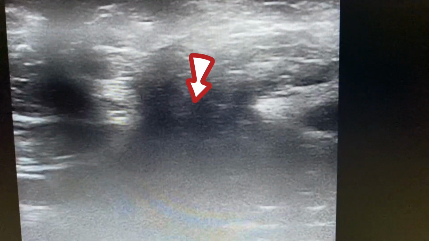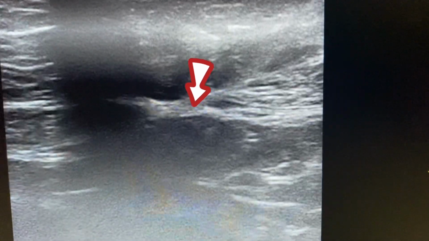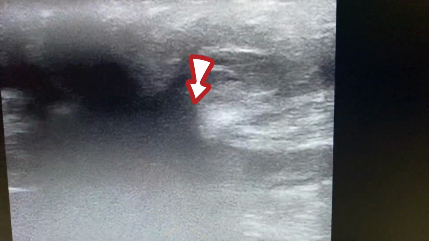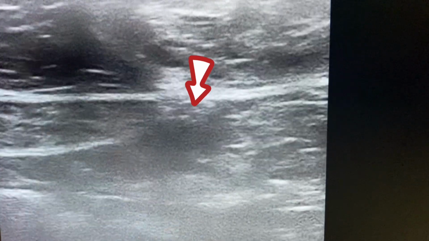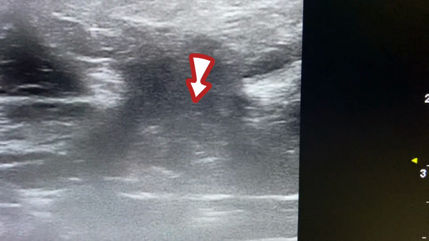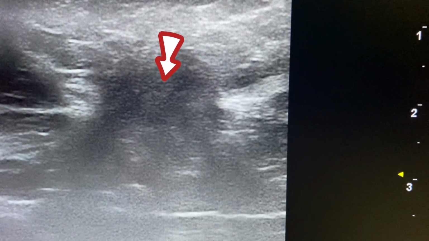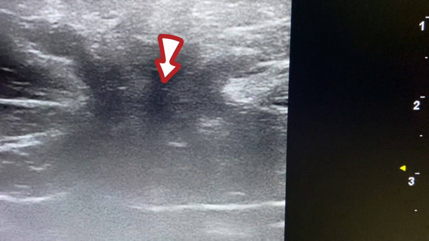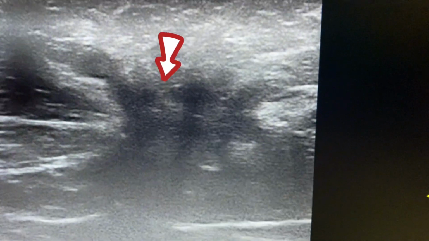Small intestine in the anterior abdominal wall. Here again there is a continuous line. Now I will focus. These are gut loops containing food contents, but there is no peristalsis.